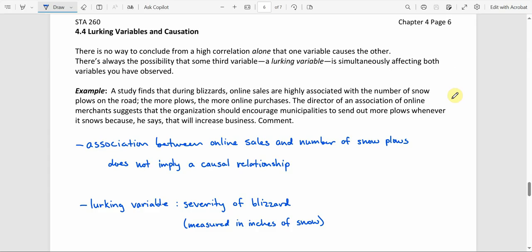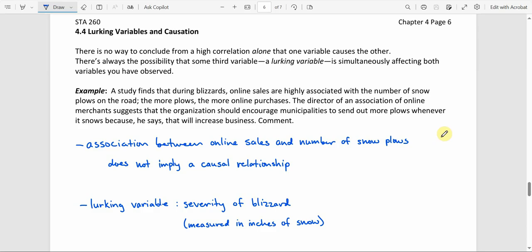So a study finds that during blizzards, online sales are highly associated with the number of snowplows on the road. So the more snowplows there are, the more online purchases there are. So the director of an association of online merchants suggests that the organization should encourage municipalities to send out more snowplows when it snows because he says that will increase business. Okay, this seems a little bit of an absurd concept that that's the driver, right? And that's where you go, okay, this looks weird.